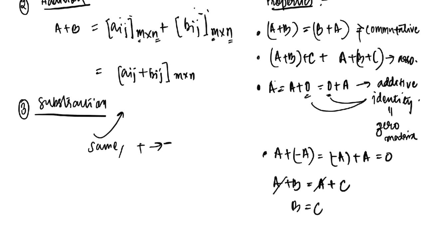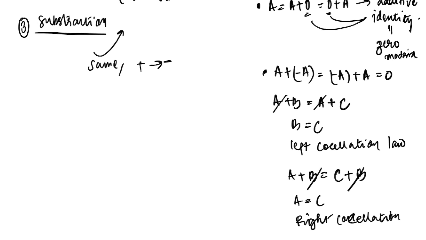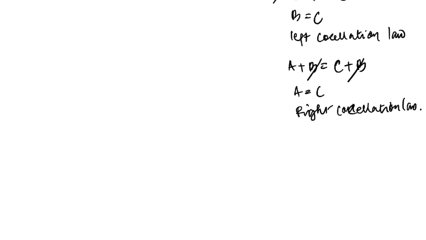and this is known as left cancellation law, right? एंड अगर ये सेम चीज़ अगर मैं ऐसे लिख दूँ a plus b is equal to c plus b, so you can cancel this one and you have a is equal to c, so you can say it's right cancellation law, right?